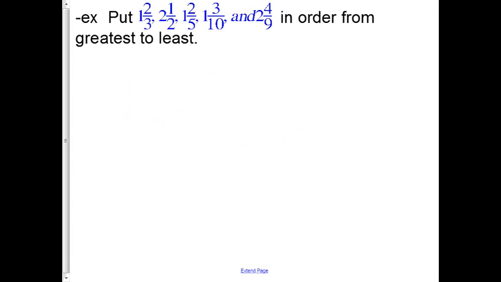All right, another example. If I want to put 1 2/3, 2 1/2, 1 2/5, 1 3/10, and 2 4/9 in order from greatest to least. That's a lot of numbers. But hopefully you see that 1 2/3, 1 2/5, and 1 3/10 are going to be definitely our smallest ones. Now that means 2 1/2 and 2 4/9 are going to be the first two, because the whole number is bigger. The 2 is bigger than the 1.